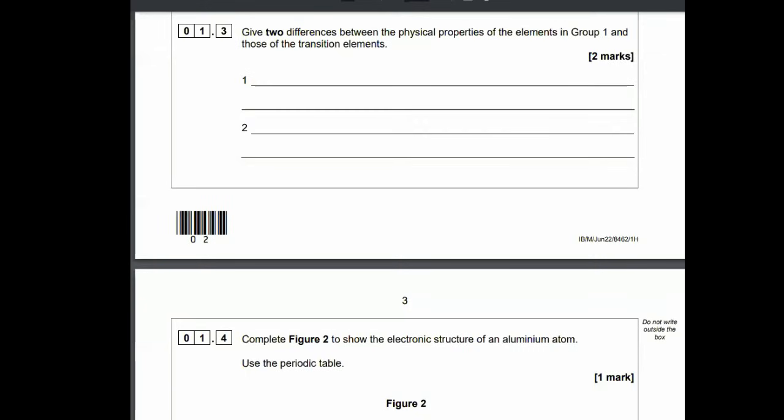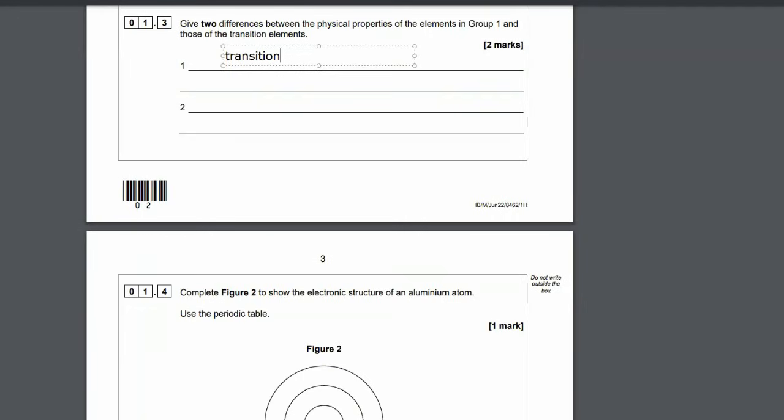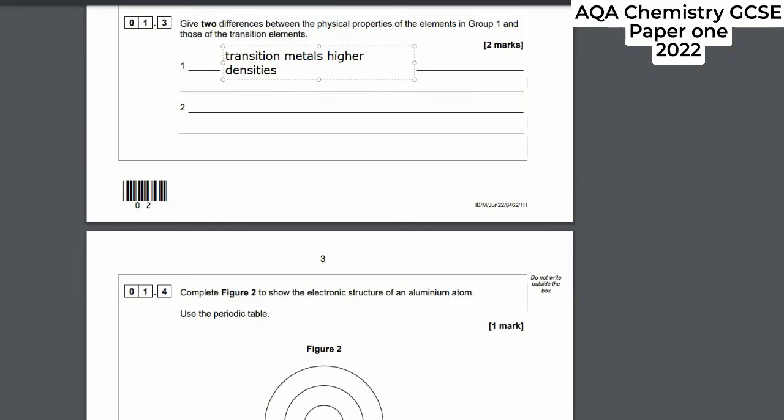Right, let's check out question 1.3. Give 2 differences between the physical properties of the elements in group 1 and those of the transition elements. Key words here are 2 differences and physical. They don't want chemical properties like, oh, group 1 is really reactive. They don't want anything like that. That's a chemical property. They want physical properties. For transition metals, we could put higher densities. Obviously, you can write the opposite of all of these.